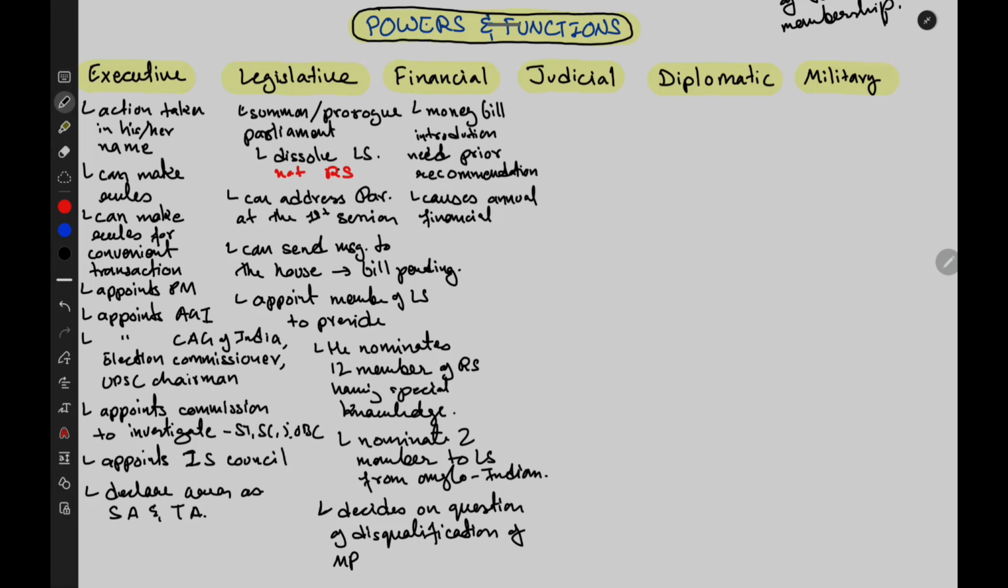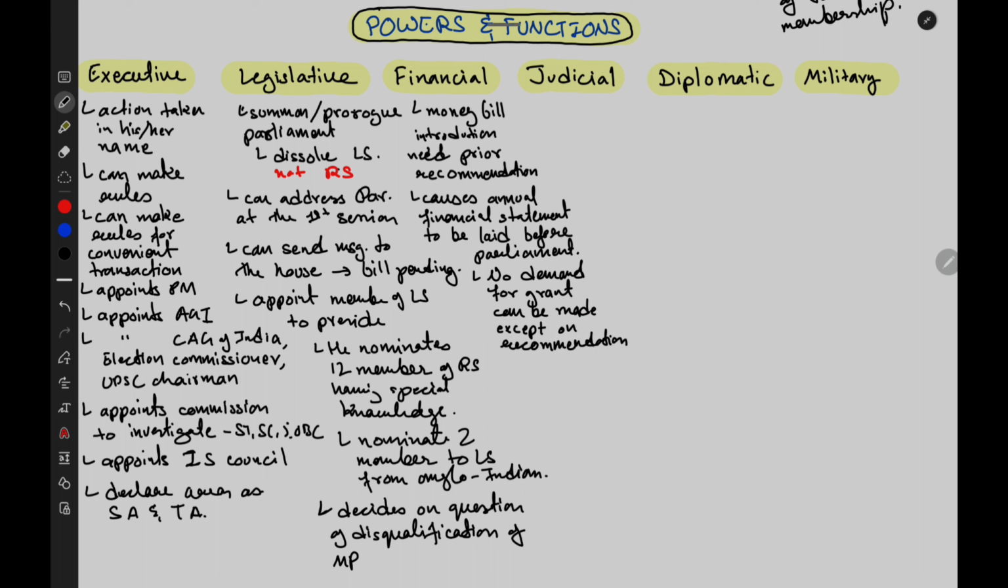Now, in the financial powers of the president, a money bill needs a prior recommendation of the president to be introduced in the house. Another is that the president causes the annual financial statement, the budget, to be laid before the parliament, and no demand for grants can be made except on the recommendation of the president. So in order to give grants to any state, the president needs to give the recommendation. Another is that he can make advances out of the contingency fund of India, right?